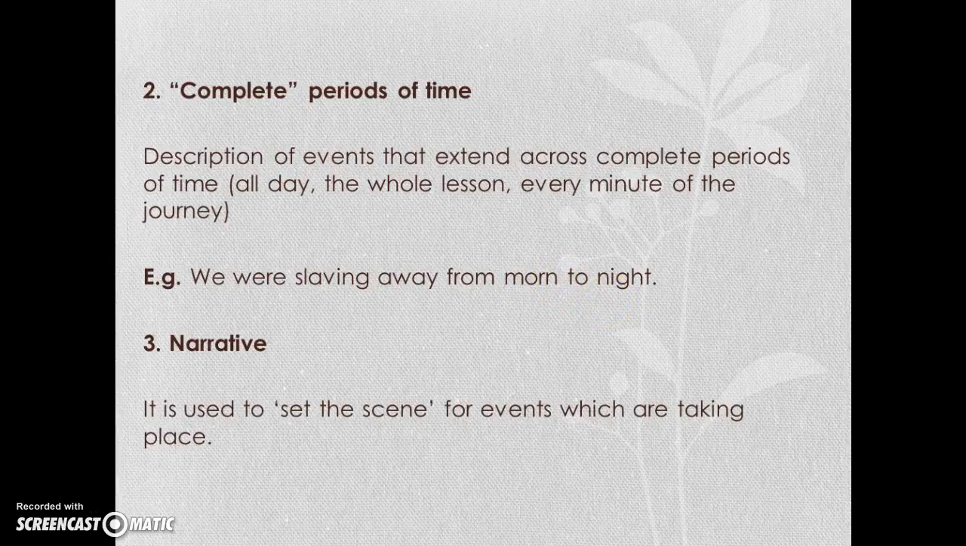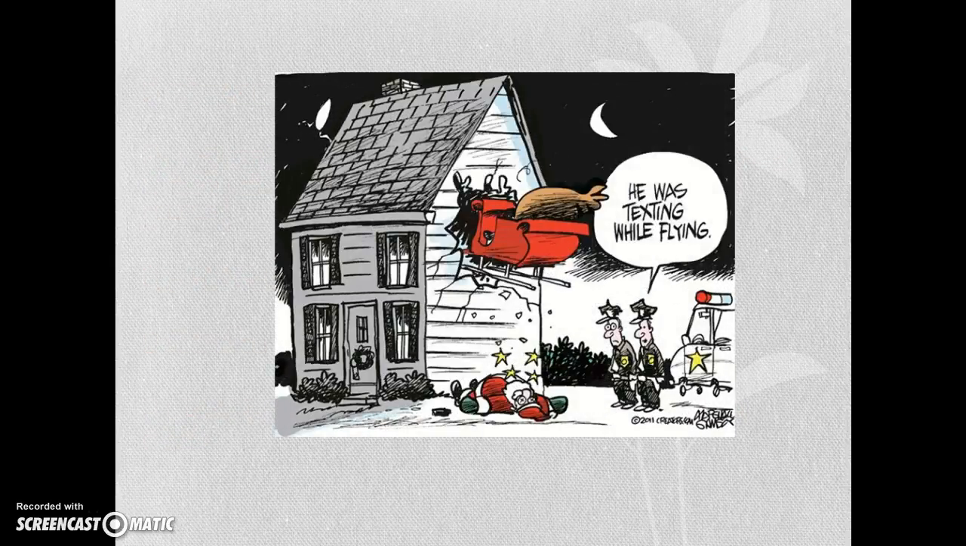Another use is the narrative. It is used to set the scene for events which are taking place. You can see this tense used in this example. He was texting while flying. The action was before the key point that stopped the action. It's pretty sad how Santa Claus had to stop texting because he crashed, right?